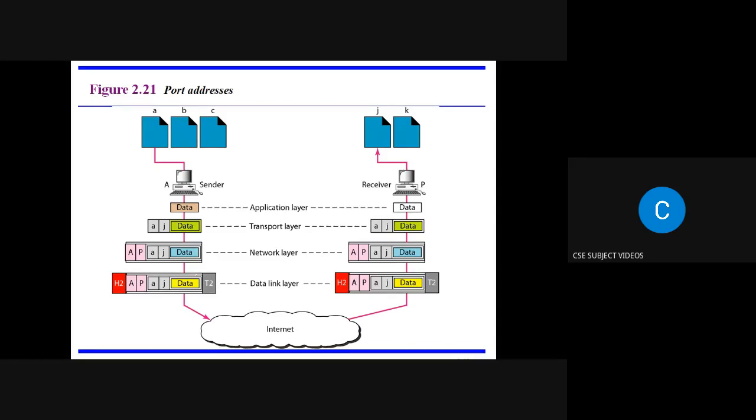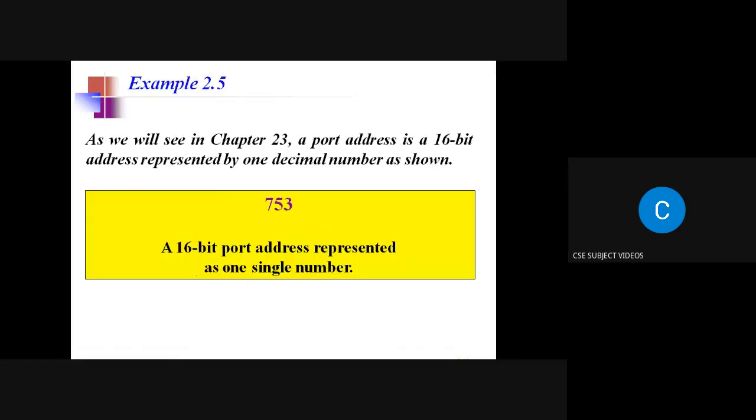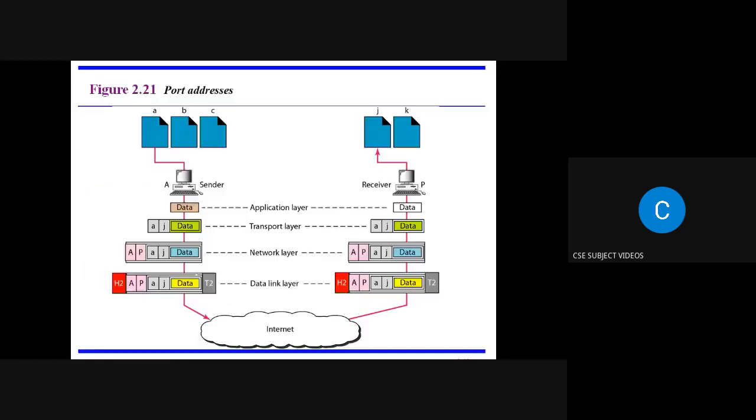Next is the port address. Port address is useful at the process to process communication stage. The example of port address: it is an integer, a 16-bit integer, meaning 2 bytes, as one port number. It is a simple number. So while communicating, A wants to communicate with J, so A's port number and J's port number, through which port A can communicate with J. So that port number, and then system A's IP address and the receiver's IP address.